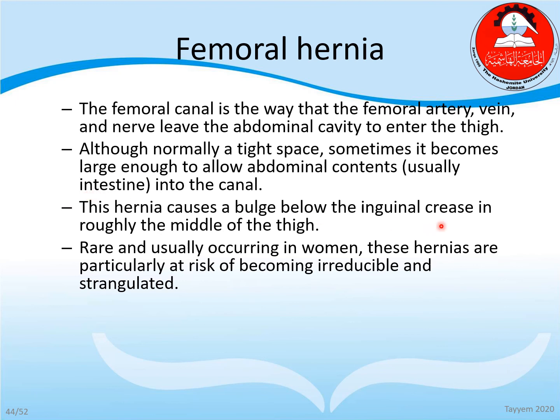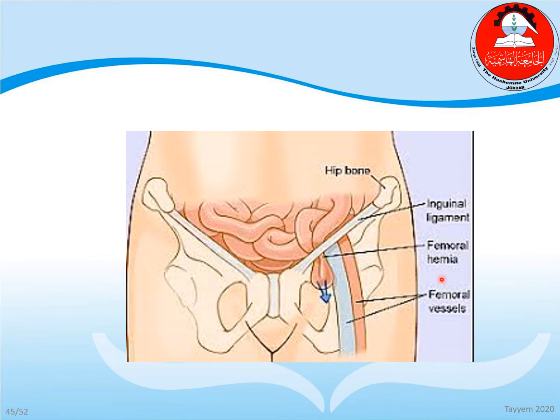There will be a bulge below the inguinal canal or inguinal ligament, and the bulge is usually below and lateral to the pubic tubercle. These types of hernias are rare, and if they are going to happen, they are common in females. Due to the anatomy of the femoral canal, the risk of strangulation is higher compared to inguinal hernias.